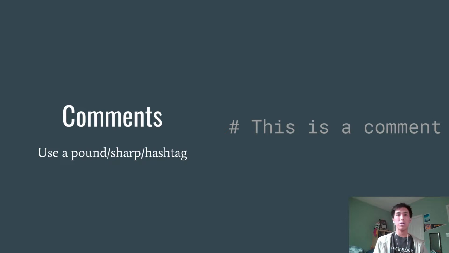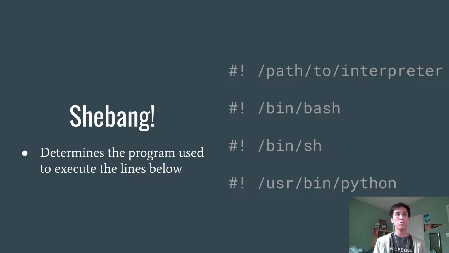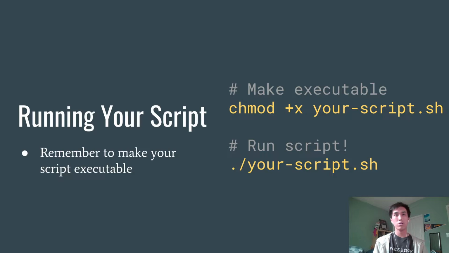So how to write a comment in bash. Comments in bash are just pounds or sharps or hashtags, whatever you want to call it. And on the right, you can see an example. And shebangs. Shebangs are special comments that appear at the beginning of a shell script, and they start with a hash and an exclamation mark, and then the path to the interpreter. This tells the program what to use to execute the lines below. For the most part in our case, we'll be using /bin/bash. Also, to run your script, don't forget to make it executable by doing chmod +x and the name of your script. And to actually run your script, you just do ./ and then your script name.